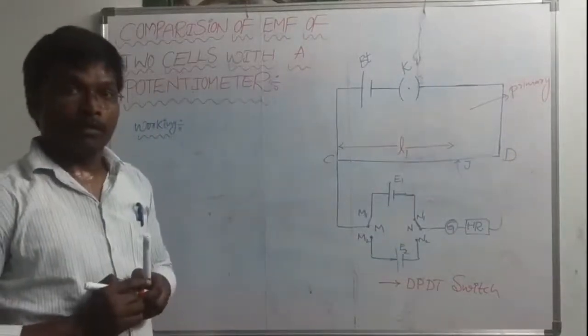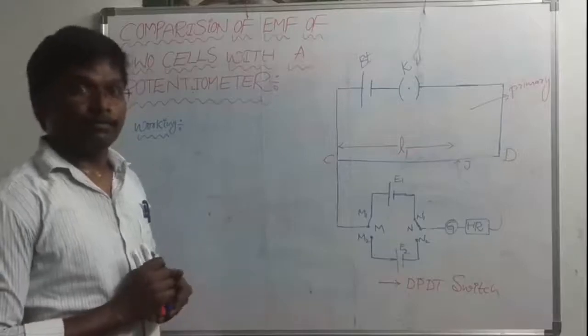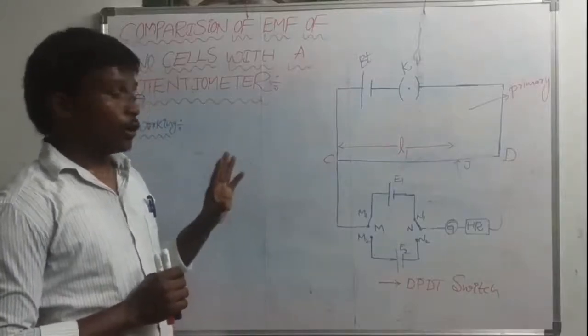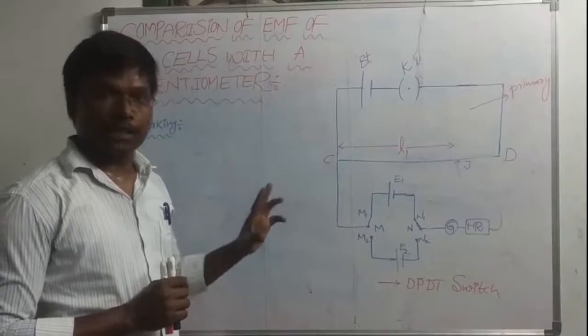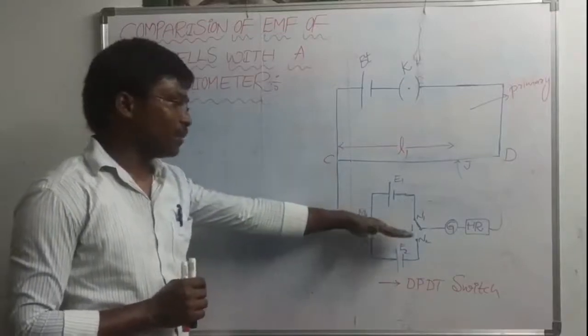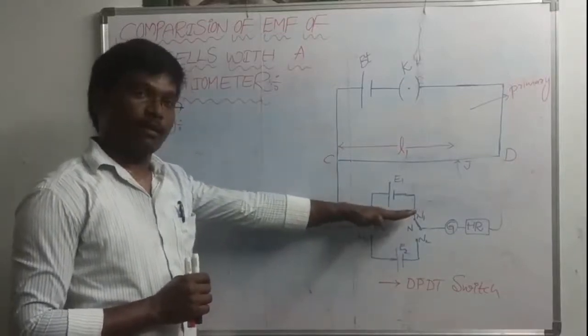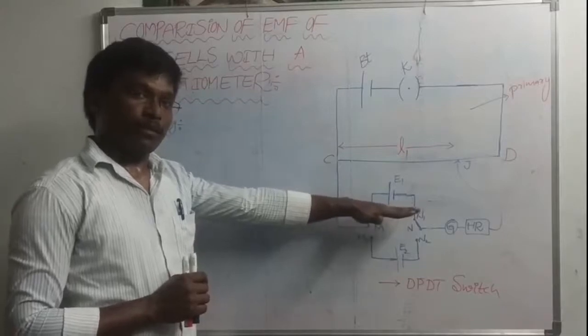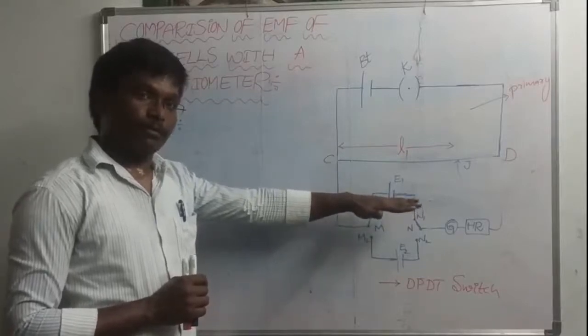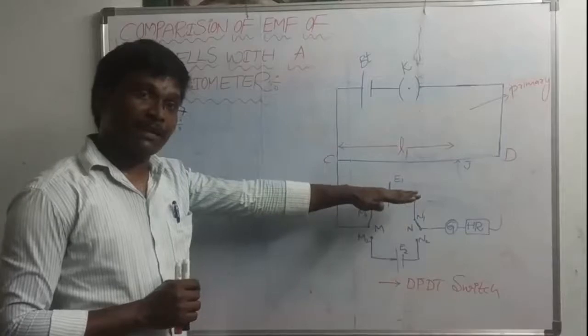I am telling you again: press the DPDT switch towards the first cell. Okay, at that time the first cell is connected with the secondary circuit.